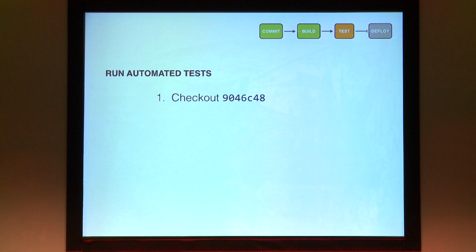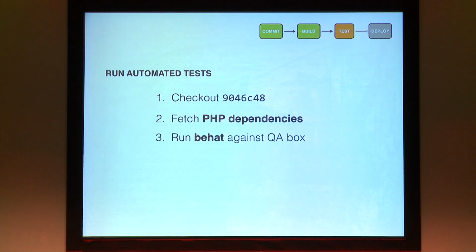So at this point, we have deployed the latest version of the master branch into a QA server. So we have to make sure that this is working fine. We are going to run our automated tests. To do so, we were using Behat. So again, we check out the master branch, we fetch the PHP dependencies for testing, and then we run Behat against the QA box. So that's it. At this point, you are pretty much quite sure that your application is going to be working fine.